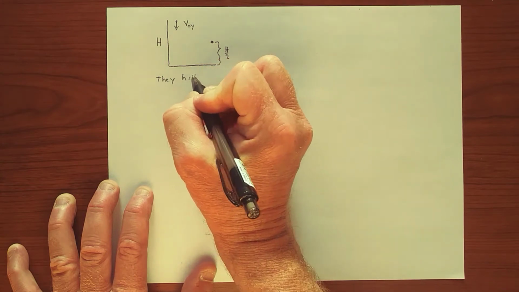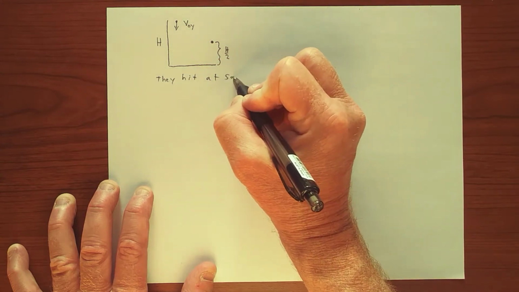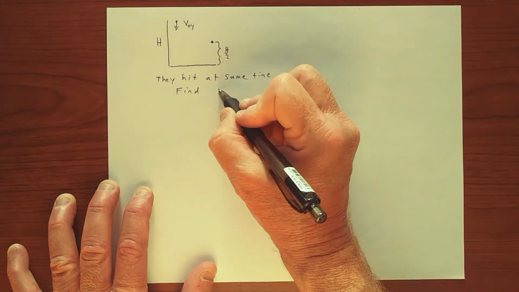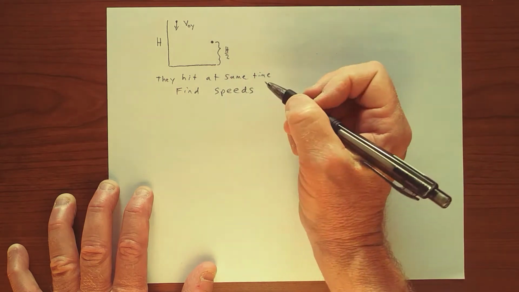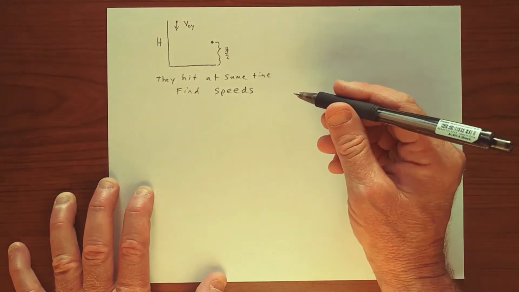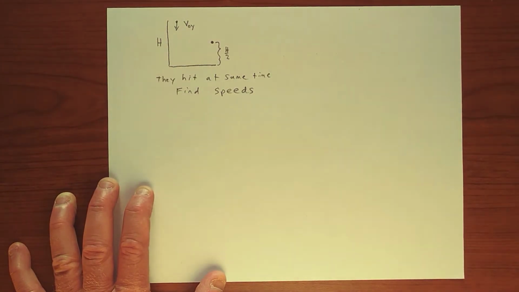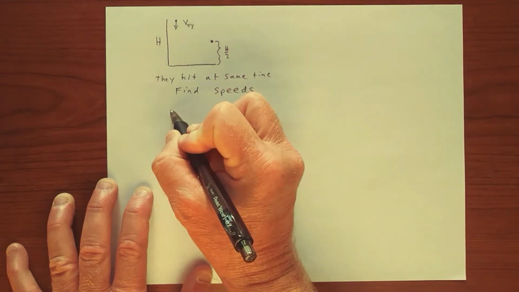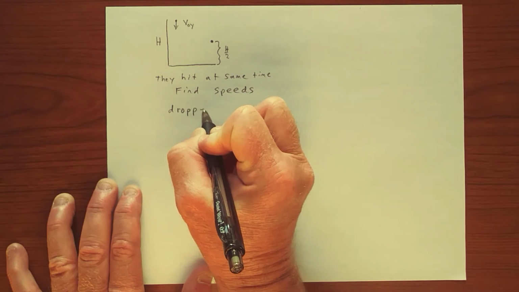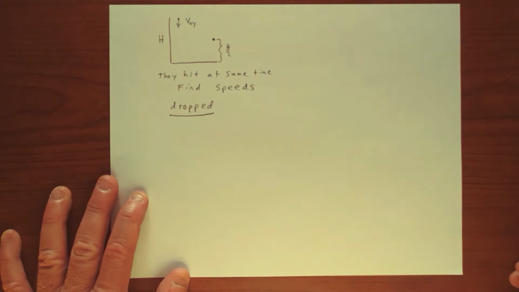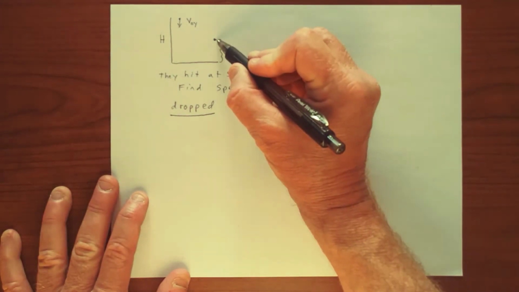They hit the ground at the same time, and we want to find the speeds, or the component of the velocity, which these are vertical components. But either way, okay. So let's look at the ball or object that is dropped and see what the equations look like for that. So it's dropped from a height h over 2.